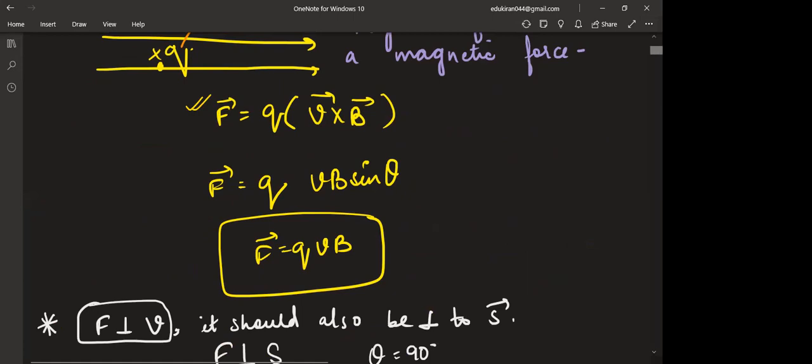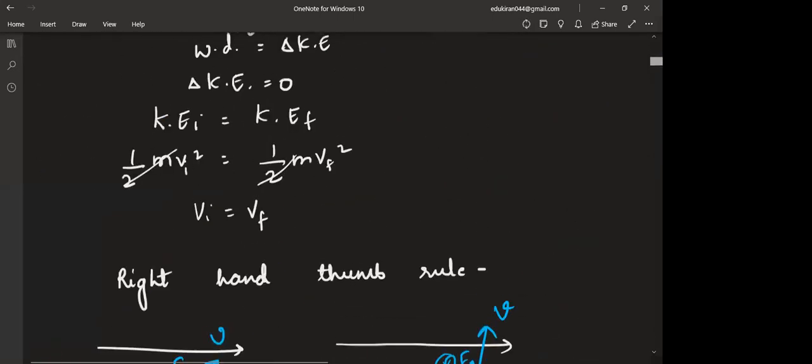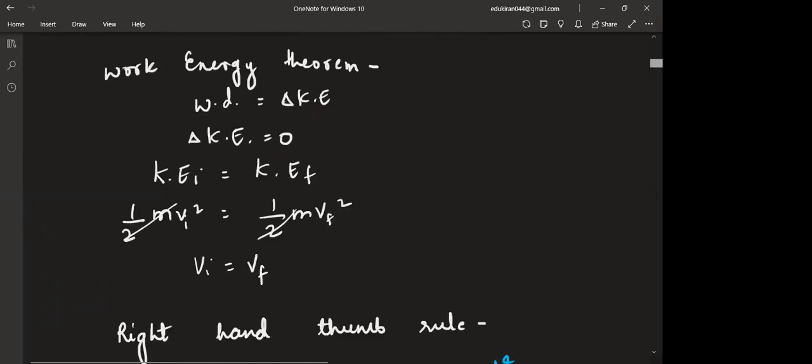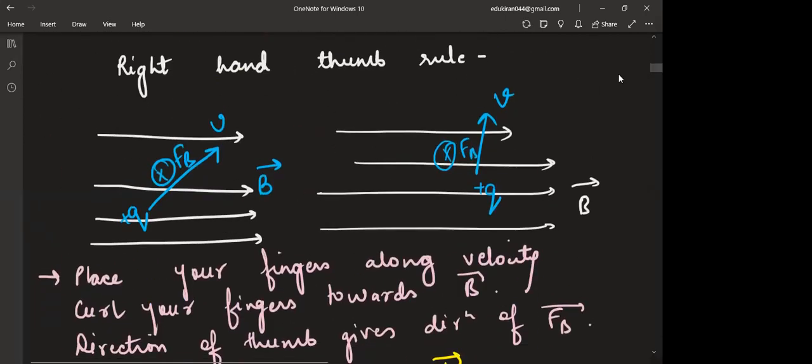Now, just remember, you don't have to prove it here. Just directly remember the right hand thumb rule you studied in the last class. We had a class where we got clarified all the right hand thumb rules. So here also you will use the right hand thumb rule. How? Charge will be moving, so place your fingers along the direction of velocity. If velocity is slanting, put your right hand fingers slanting. If velocity is pointing upwards, put your fingers upwards. Then curl your fingers towards the magnetic field.